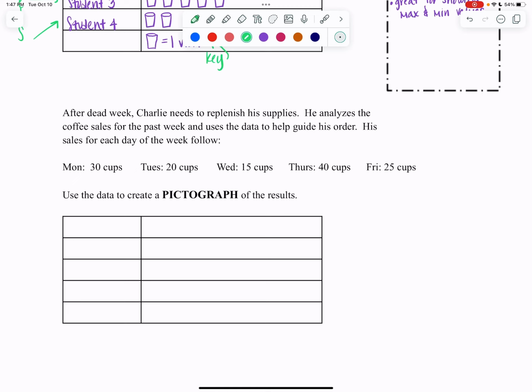Now, the first thing that pops into my head is, I don't want to draw 40 cups of coffee. I just don't want to do it. I have better things to do with my time. You probably do too. So I don't want to draw 1 coffee cup for every single thing that happens.